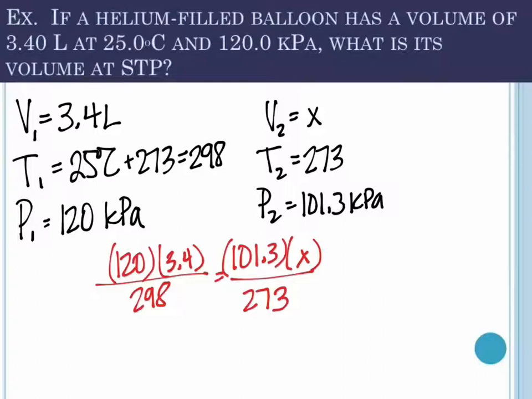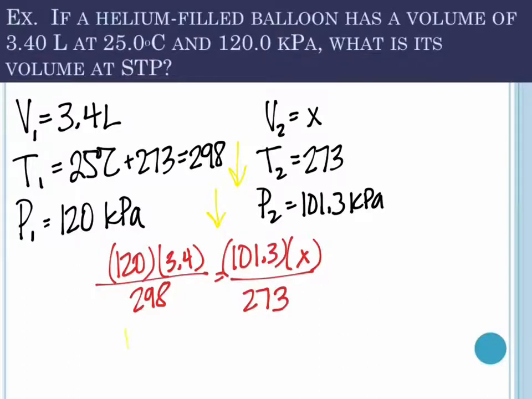Okay. So before we solve, let's look at what happened in this problem. Temperature did what? 298 to 273. It dropped. What happened to the pressure? Pressure went from 120 to 101. It dropped. So, knowing Boyle's law, we expect volume to go up. Knowing Charles's law, we expect volume to go down. So we need to see who wins the war. So we got to see what happened to the volume. So let's solve it.